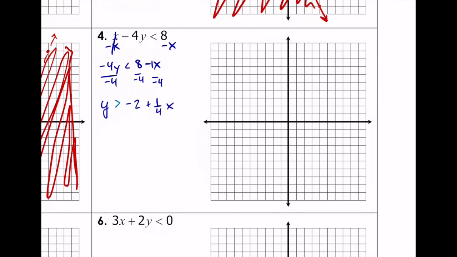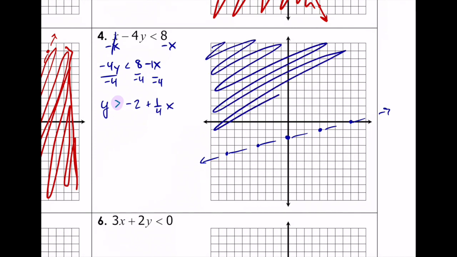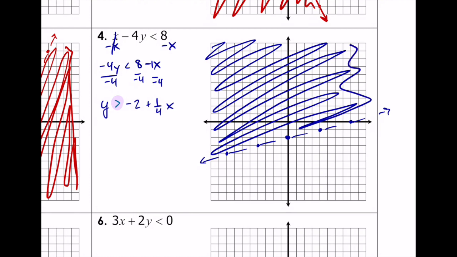Okay, and now we can graph. We're going to put a dot at negative 2. We're going to go up 1 over 4 to put our next dot. And we can keep doing that, including on the other side. So because of my inequality symbol, I know that I need to use a dotted line here. And it needs to be shaded above the line. So everything above the line gets colored in.